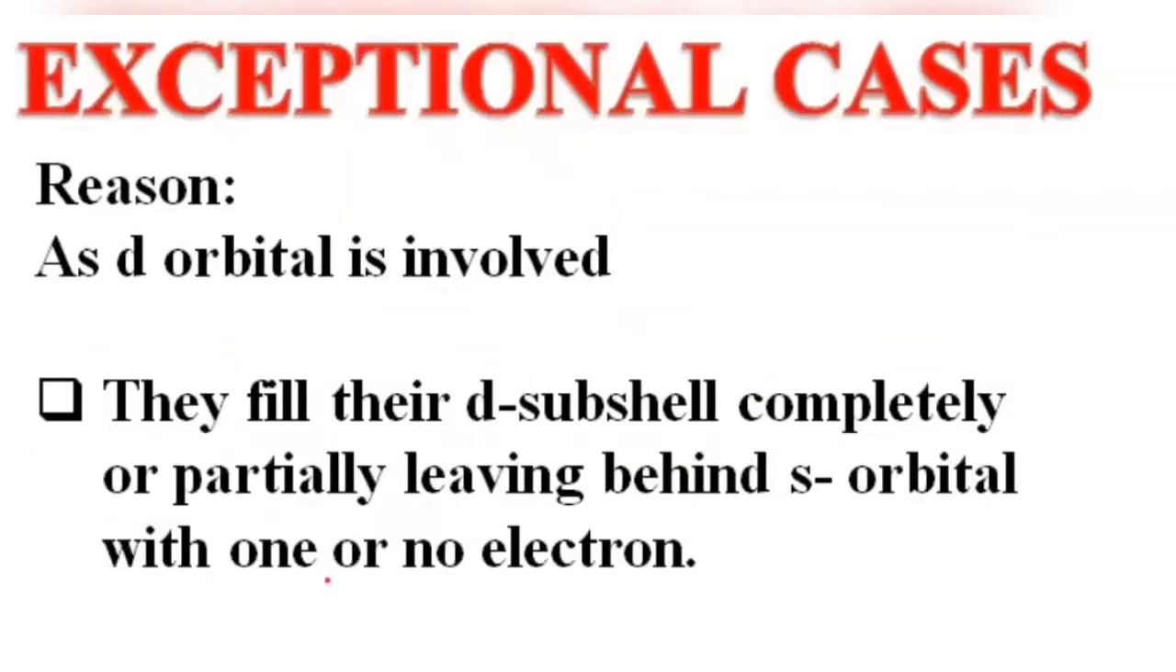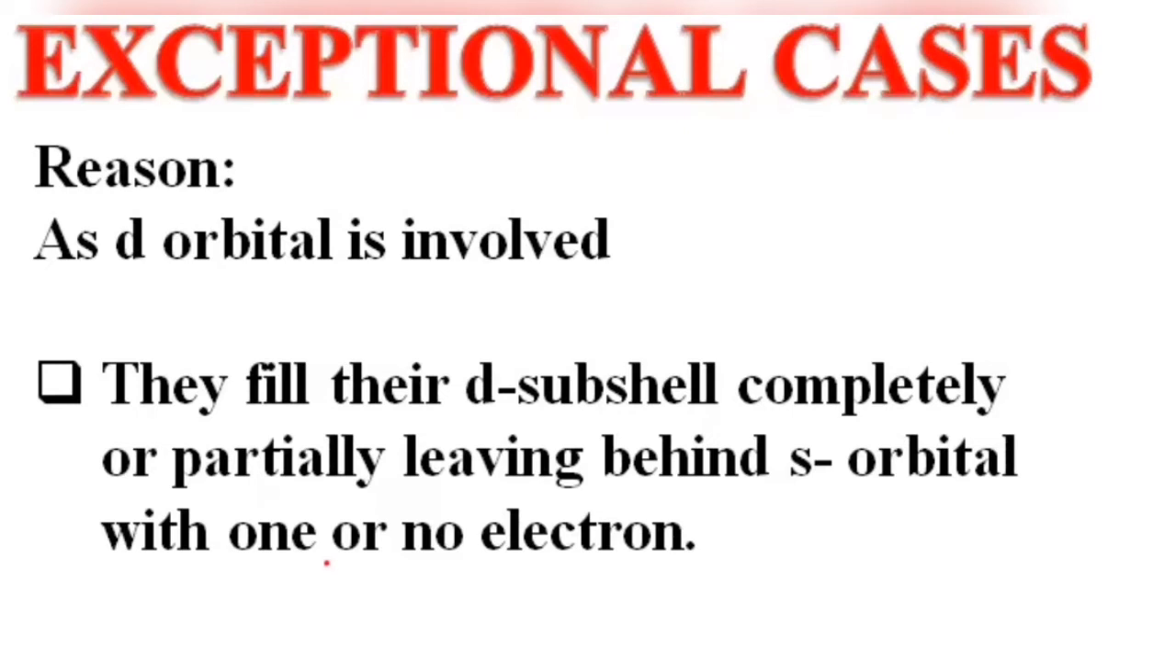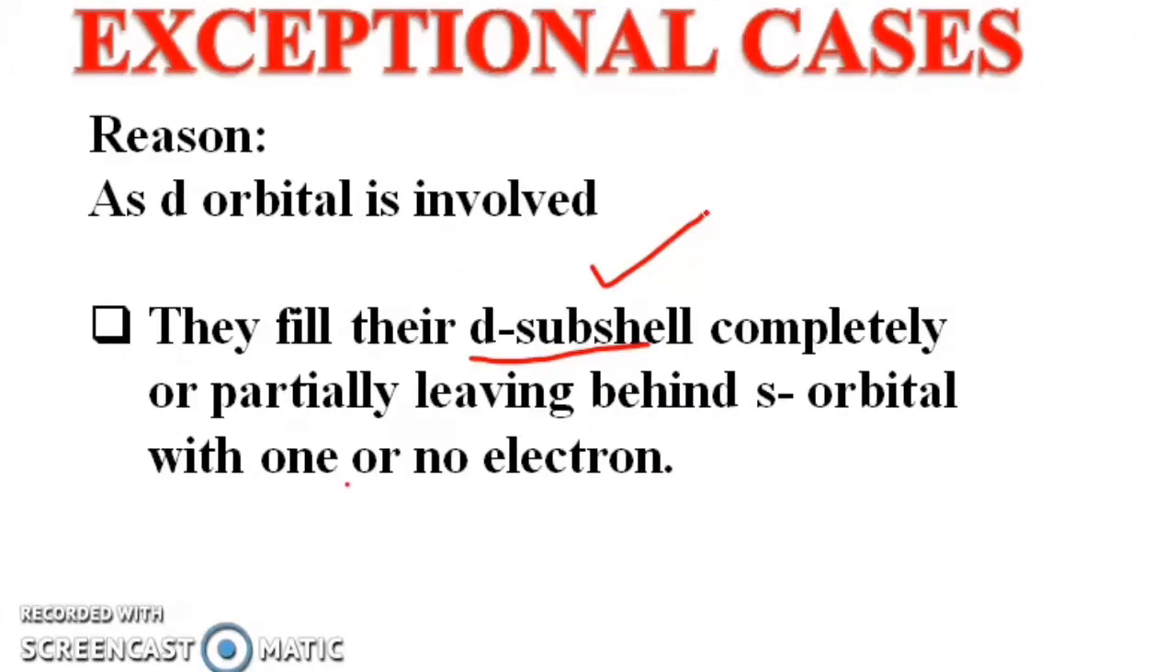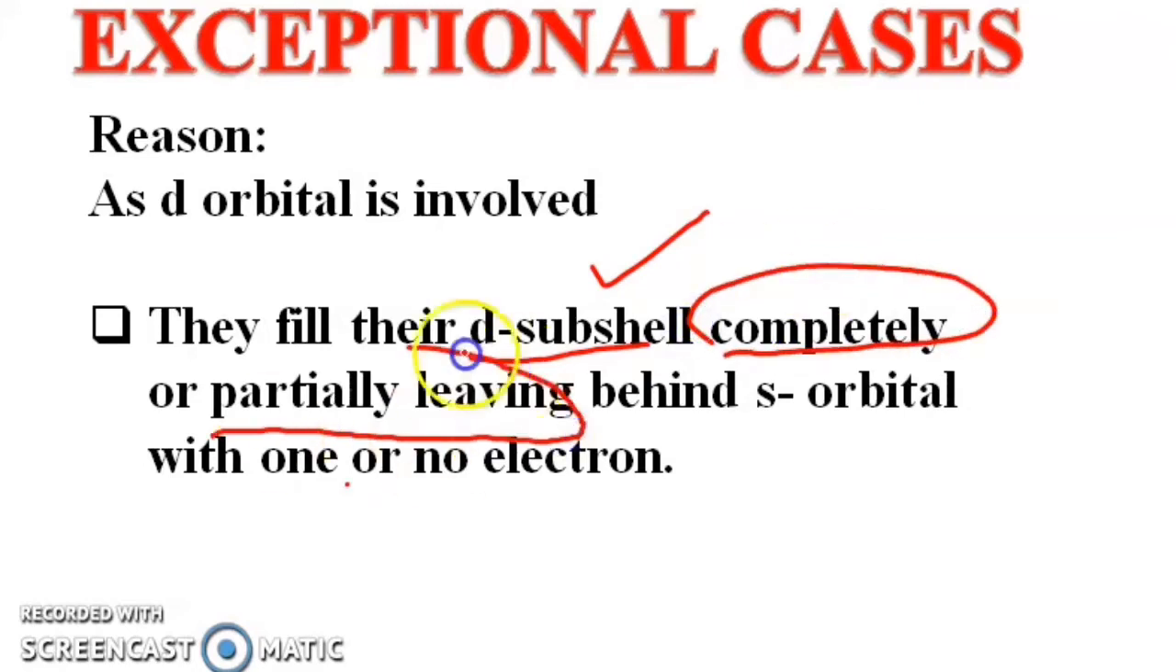Before writing the electronic configuration of exceptional cases, just remember that in exceptional cases a D subshell would be there, and if a D subshell is there, write the correct electronic configuration. The D subshell should be either completely filled or partially filled, leaving behind no electron for the s orbital or 1 electron for the s orbital. How?